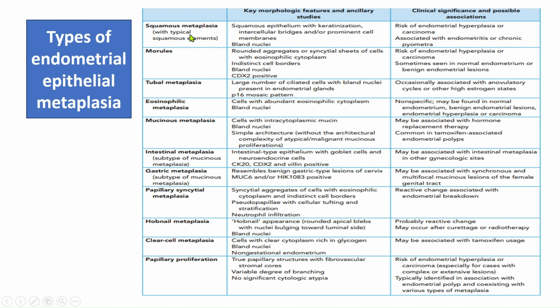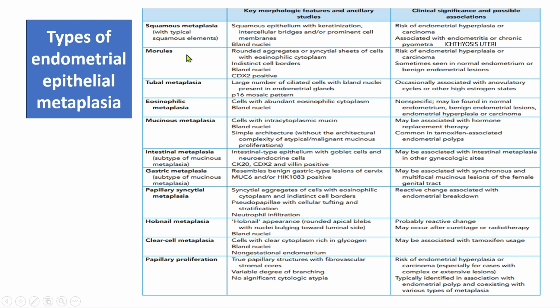So, first of all, squamous metaplasia. It contains typical squamous elements comprising squamous epithelium with keratinization, intercellular bridges, and or prominent cell membranes, and bland nuclei are there. There is risk of endometrial hyperplasia, carcinoma, or it is associated with endometritis or chronic pyometra. When this is extensive in nature, it is called ichthyosis uteri.